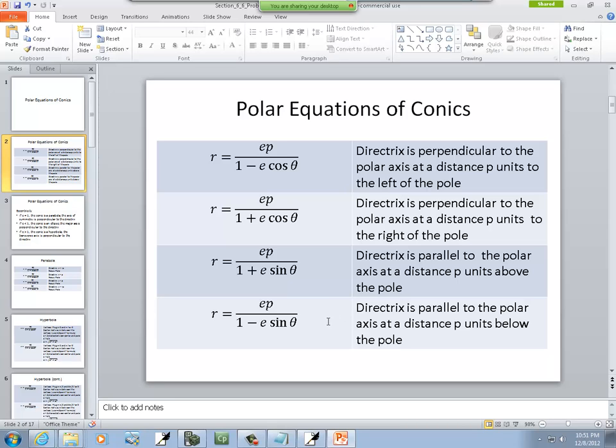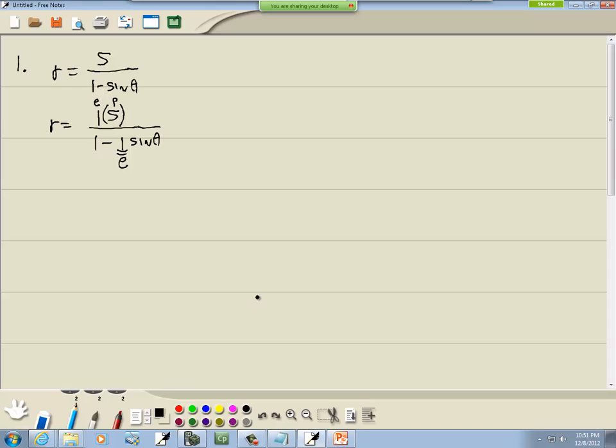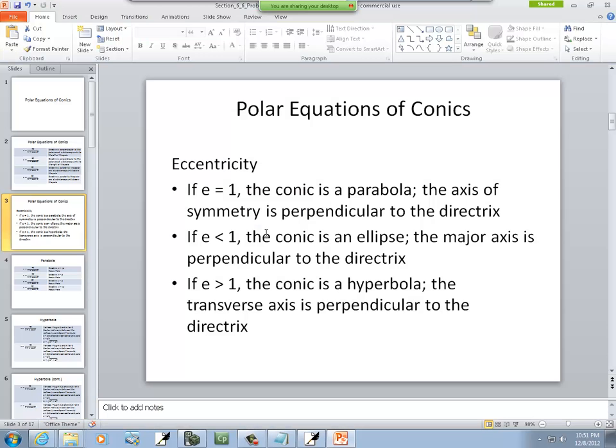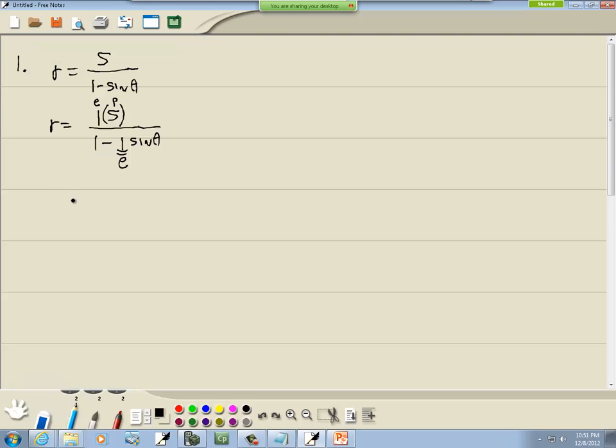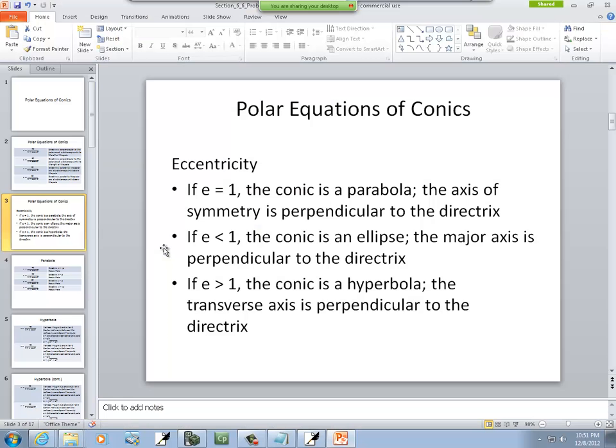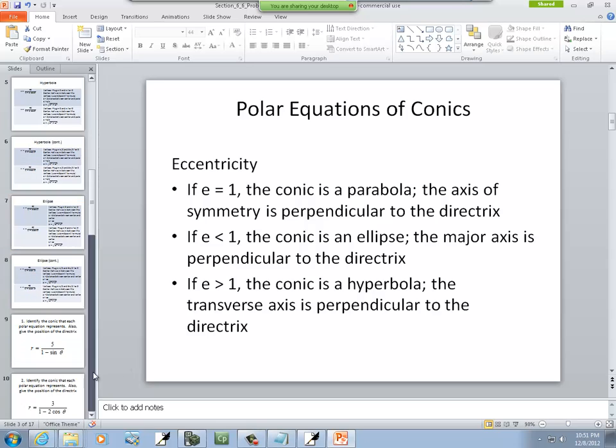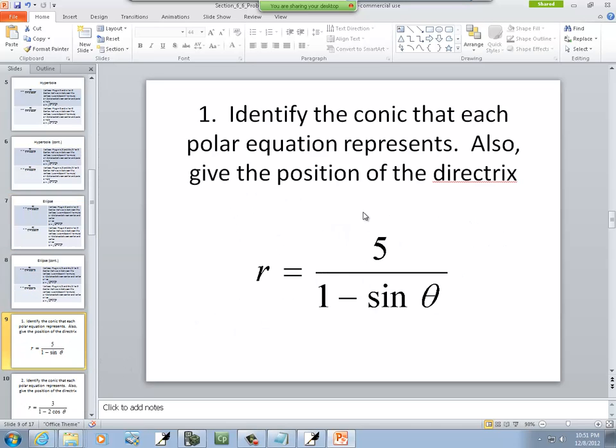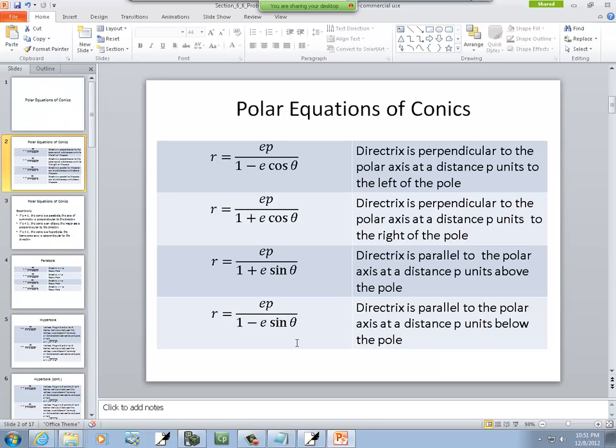Well, come over here. E is 1. That says it's a parabola. And that's the first thing it's asking. Then it says give the position of the directrix. Well, this says that the directrix is parallel to the polar axis at a distance p units below the pole.